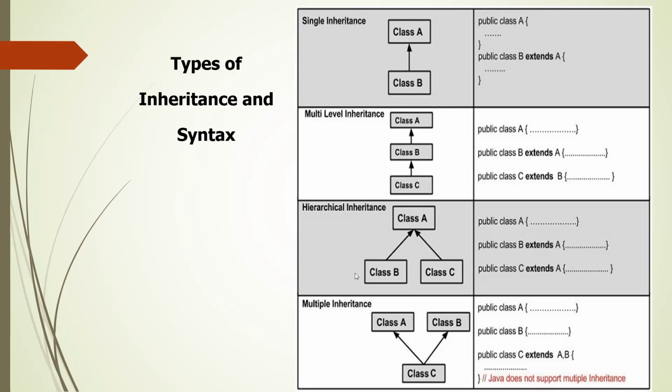Hierarchical inheritance: there will be two child classes at the same level, which will use the features of the parent class or extend the parent class behaviors. So in this example, there are two classes, B and C. They have the common parent A. And there is multiple inheritance, where one child class has two parent classes. This is not directly supported in Java because the compiler would be confused about which behavior of which parent it has to use.